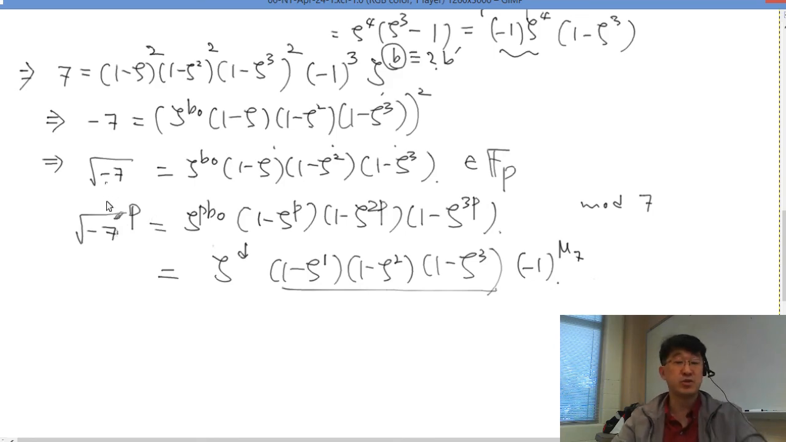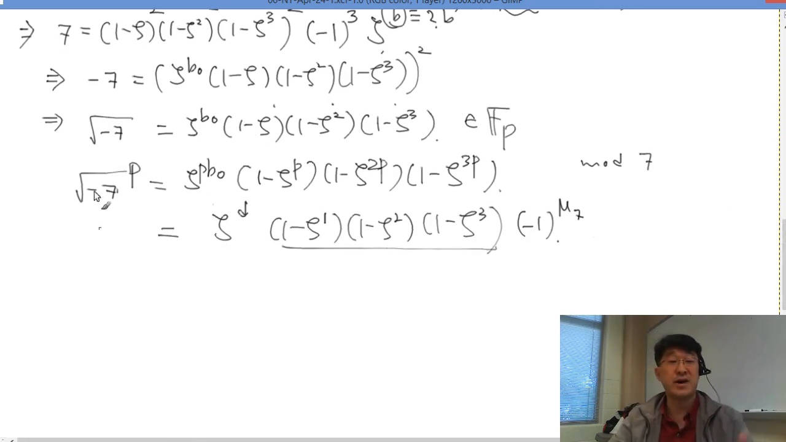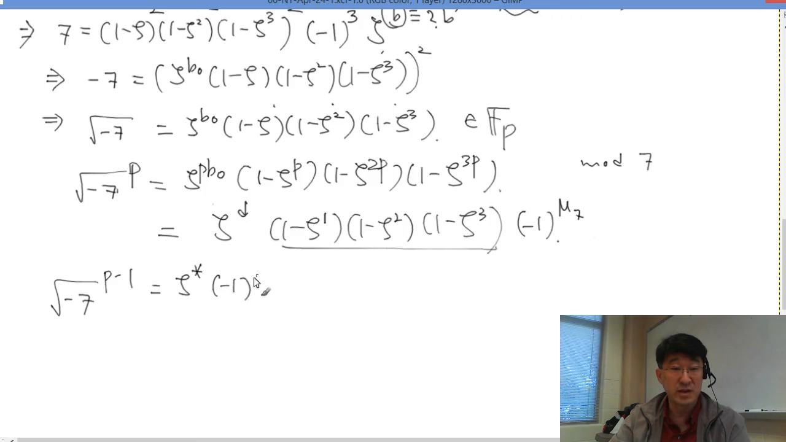So we want to see if these two things are equal to each other or not, right? If these two are equal, then the square root of negative 7 is inside FP. If it is not equal, it's outside FP, right? So if you divide this one, it's clear that these two things cancel. If you divide that, you have a p minus 1, right? Divide each other. And we have this one and that one perfectly cancel because that's exactly the same thing. And there is some junk here, and there's negative 1 to the mu 7.